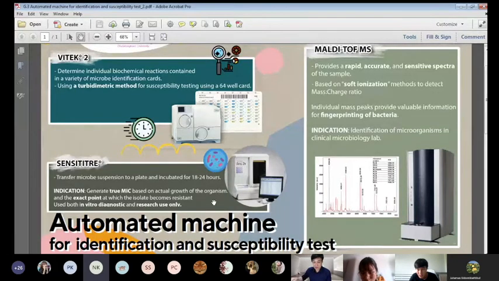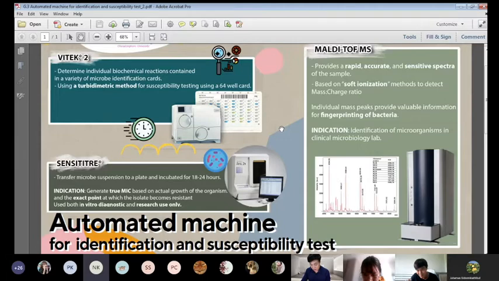MALDI is a soft ionization that involves a laser striking a matrix of small molecules to make the analyzed molecules into gas phase without fragmenting or decomposing them. MALDI is appropriate to analyze biomolecules like peptides, lipids, saccharides, or other organic macromolecules.